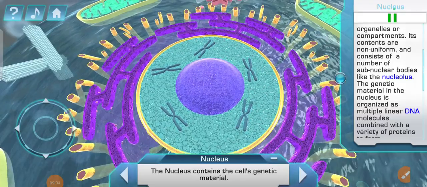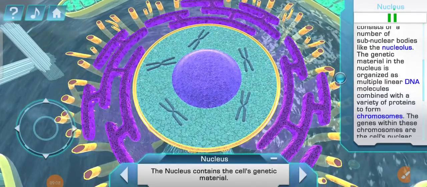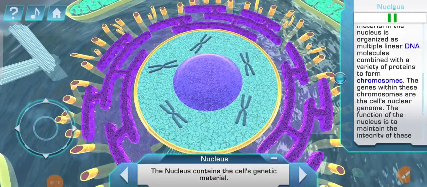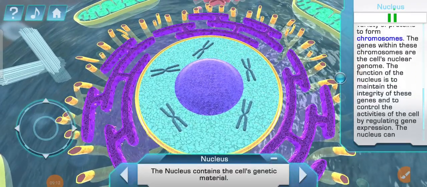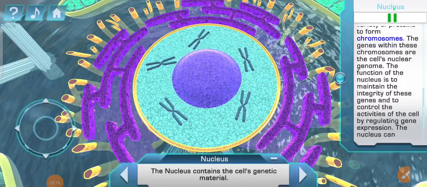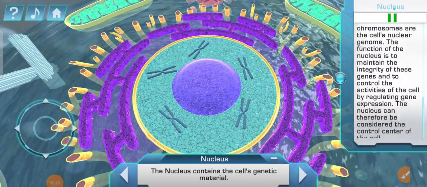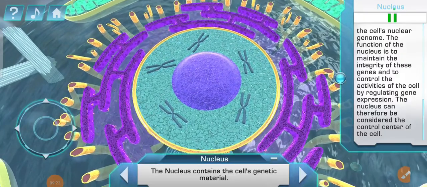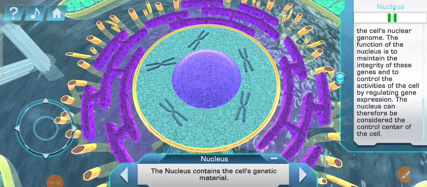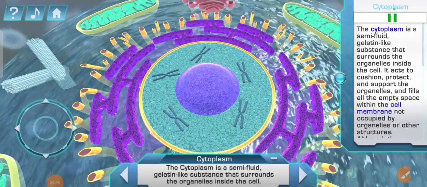The genetic material in the nucleus is organized as multiple linear DNA molecules combined with a variety of proteins to form chromosomes. The genes within these chromosomes are the cell's nuclear genome. The function of the nucleus is to maintain the integrity of these genes and to control the activity of the cell by regulating gene expression. The nucleus can therefore be considered the control center of the cell.